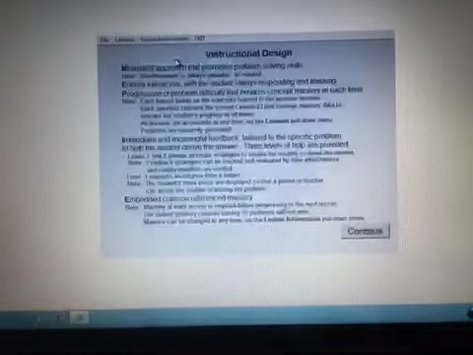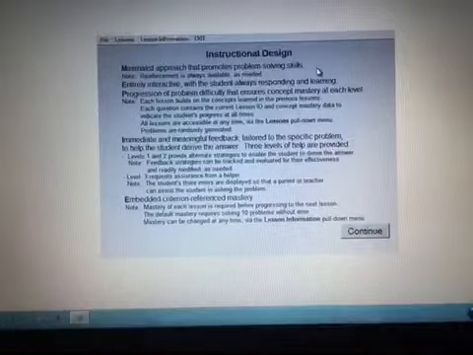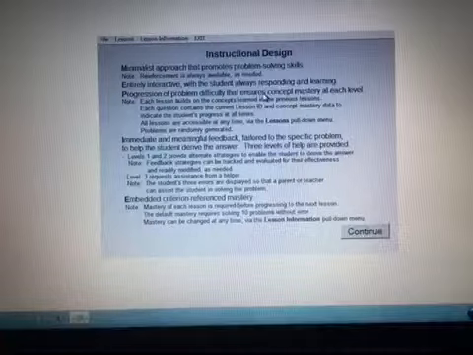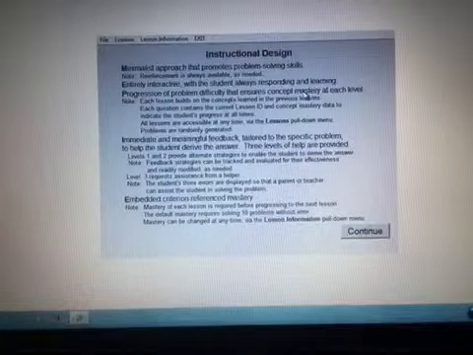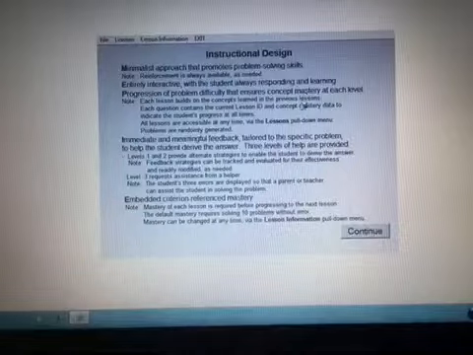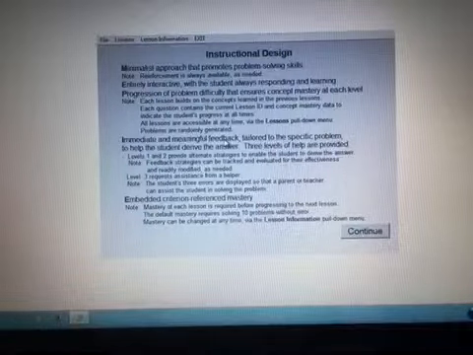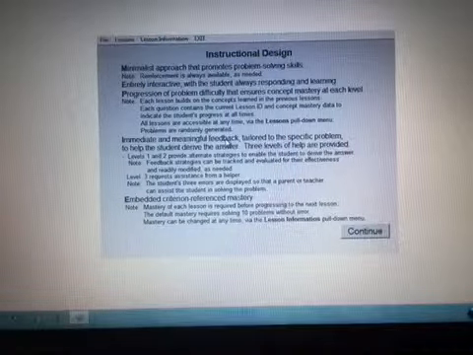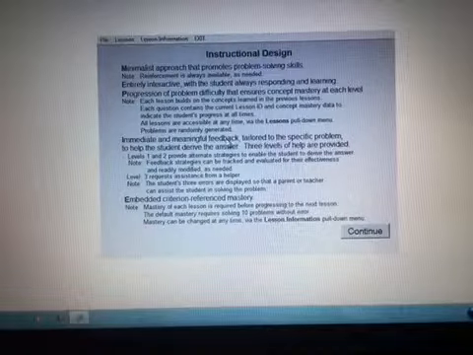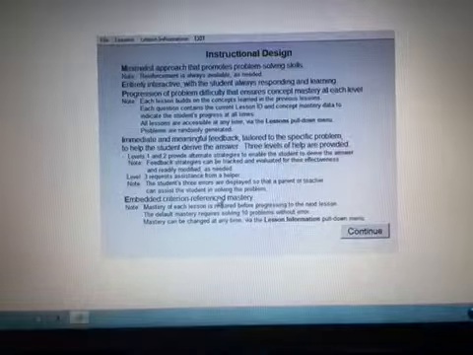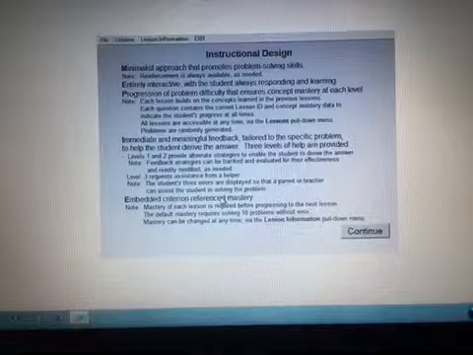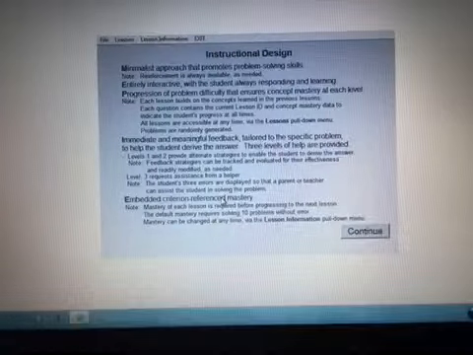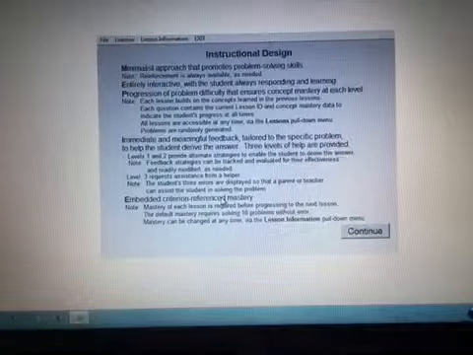The instructional design: minimalist, always interactive, progression of problem difficulty that ensures concept mastery at each level. We have immediate and meaningful feedback that's tailored to the specific problem to help the student derive the answer. And we have embedded criterion referenced mastery. The student must get 10 answers correctly in a row before proceeding to the next lesson.